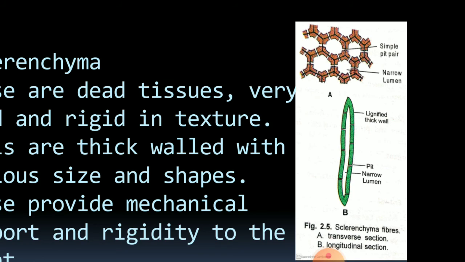Okay, so this is the diagrammatic representation. There is a narrow lumen in the center and, simple, you can see the very thick wall, and there is no cytoplasm.